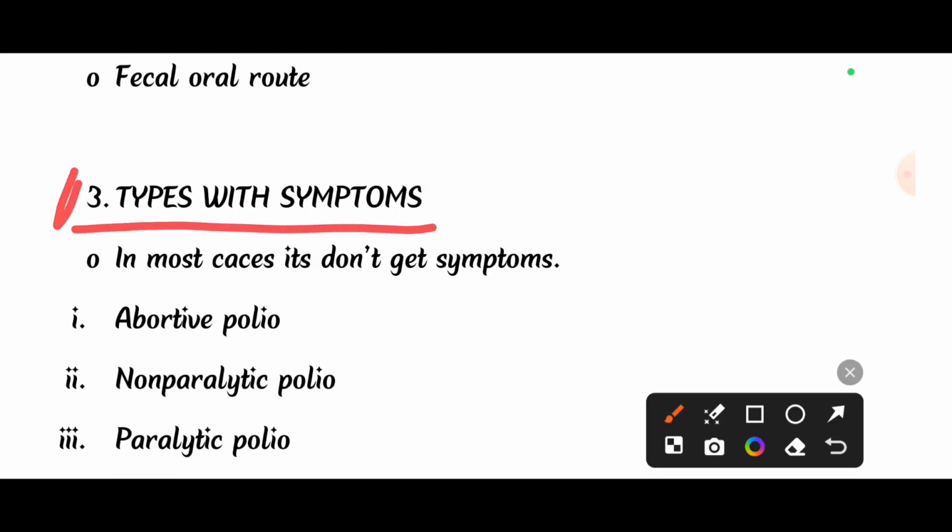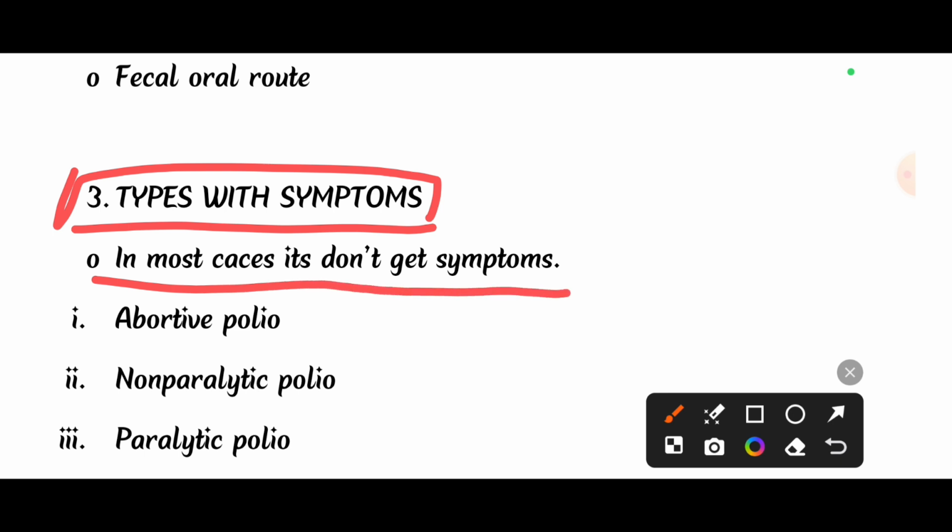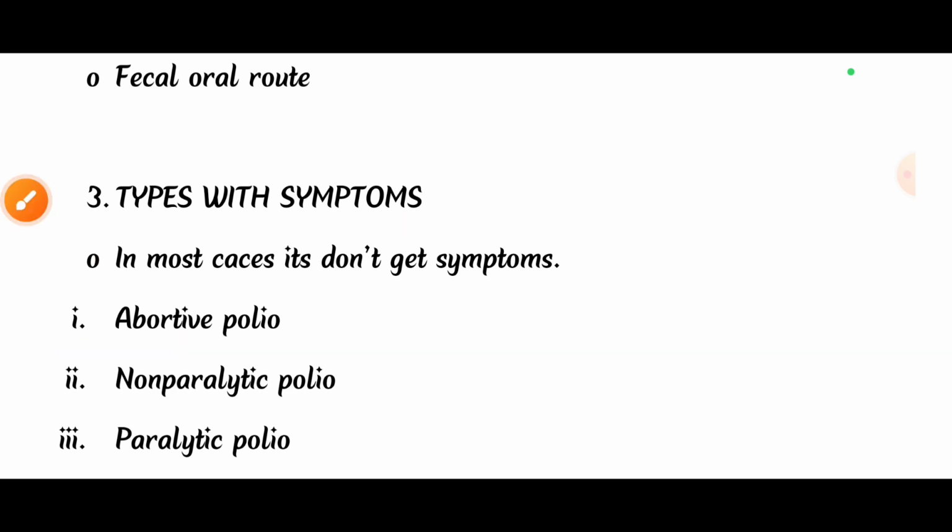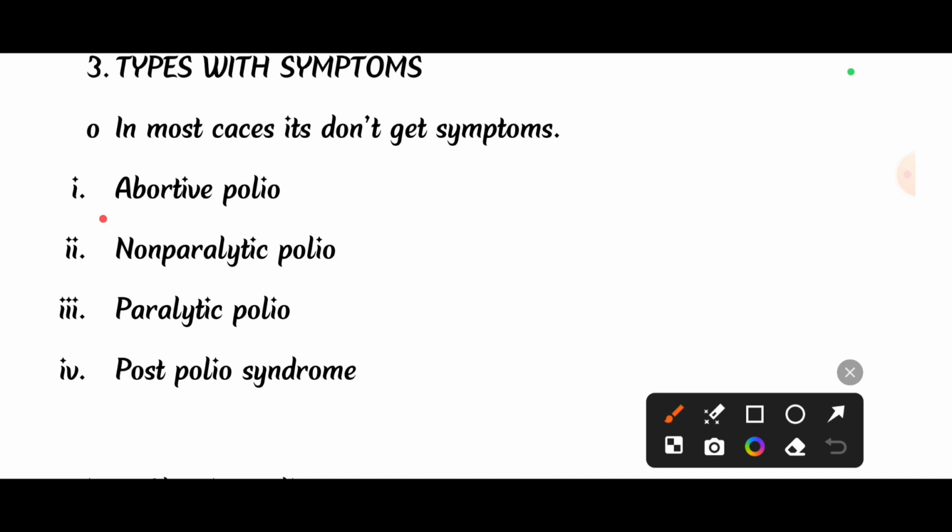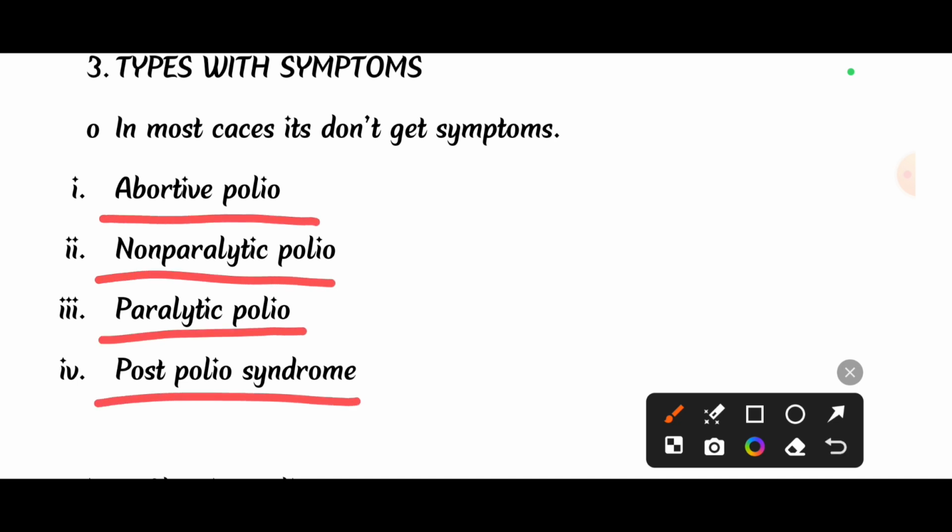Now we talk about types and symptoms. In most cases, polio virus patients don't get symptoms in the earlier stage. There are 4 types of polio virus: abortive, non-paralytic, paralytic, and post-polio syndrome.